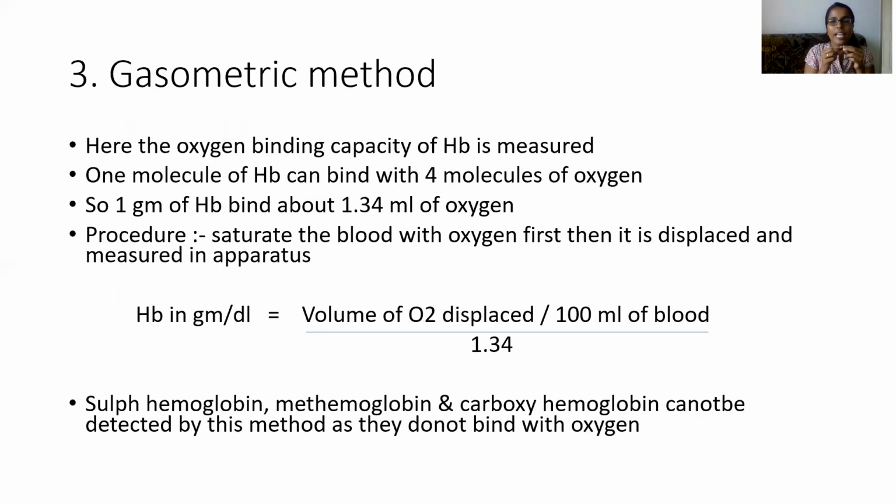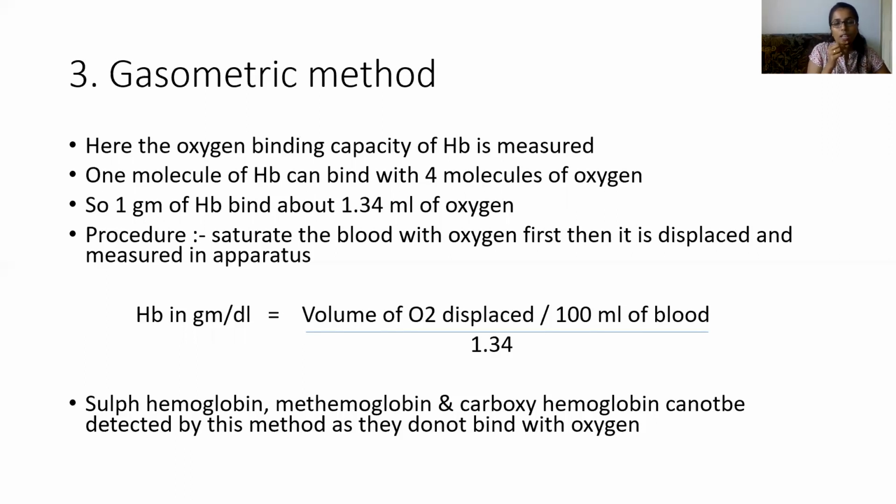So the third one is the gasometric method. Here, as the name indicates, the oxygen binding capacity of hemoglobin is measured. We all know that 1 molecule of hemoglobin can bind with 4 molecules of oxygen. So 1 gram of hemoglobin will bind about 1.34 ml of oxygen.